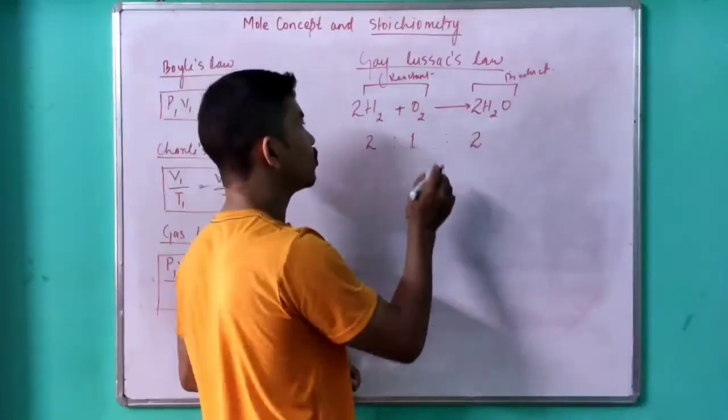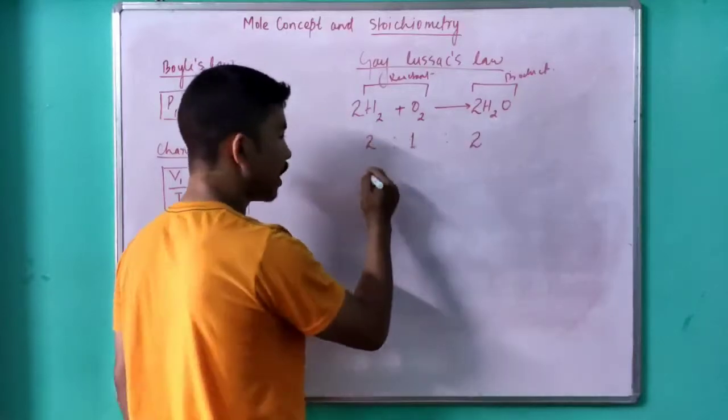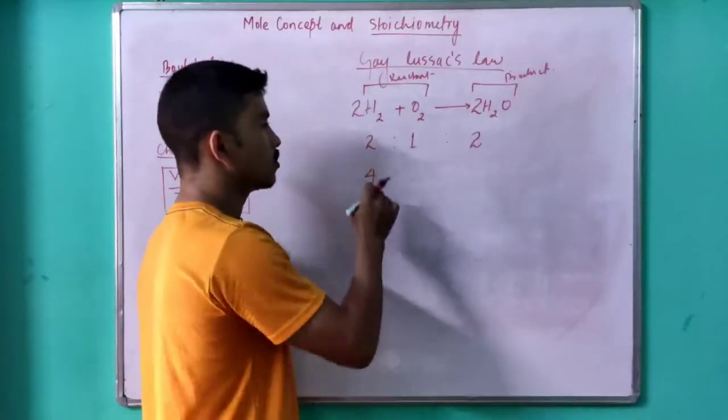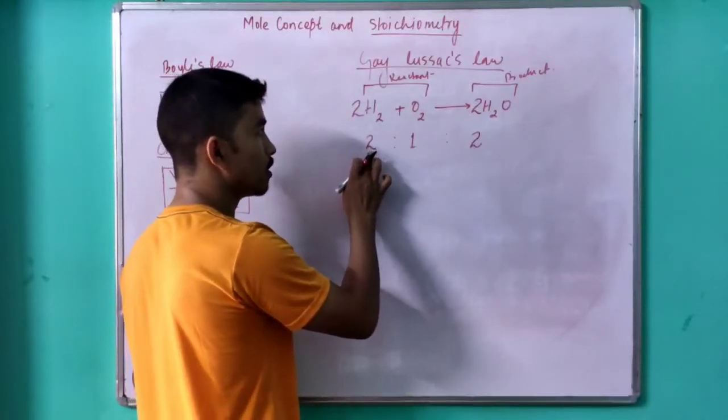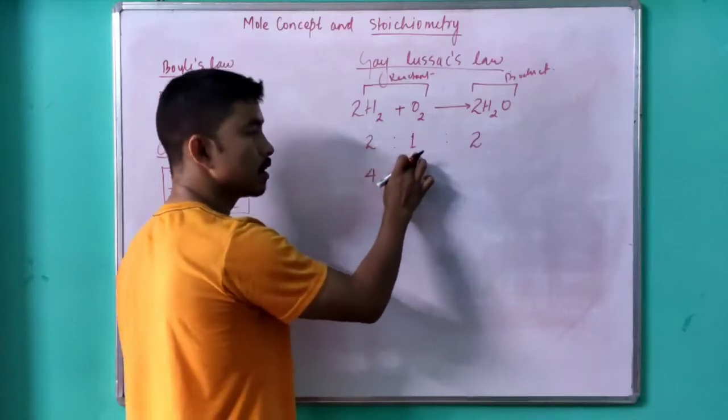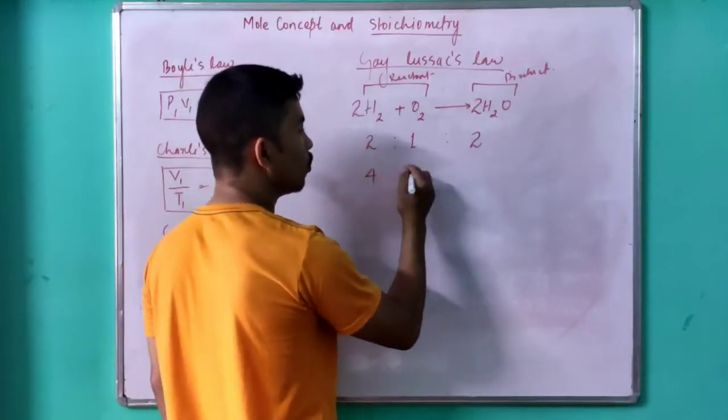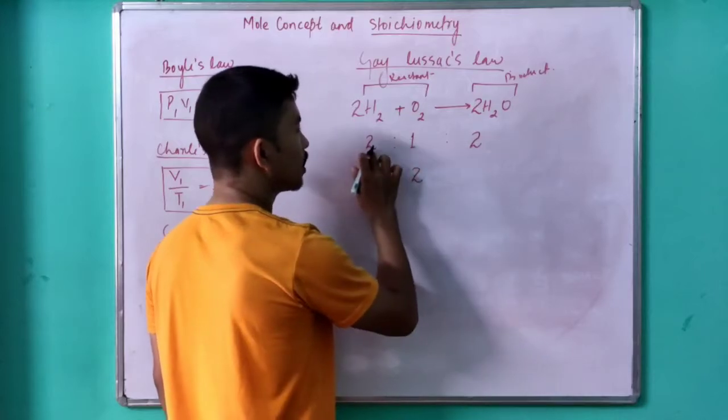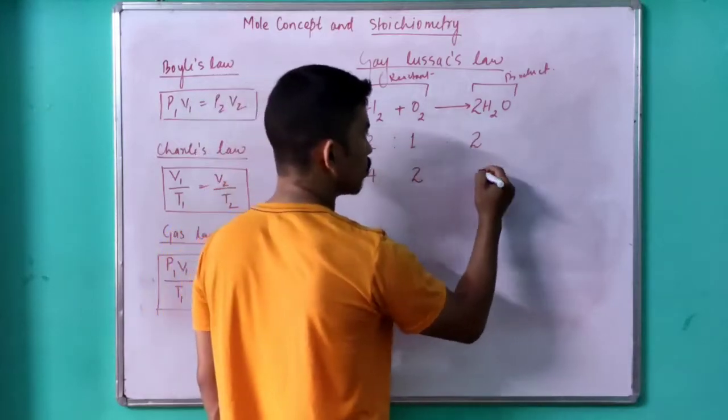Suppose I have 4 volumes of hydrogen. According to this, whatever is the volume of hydrogen required, half of it is the oxygen required. So 4 means I need 2 here. Now if here I have 2, there also I have 2, so here I have 4.